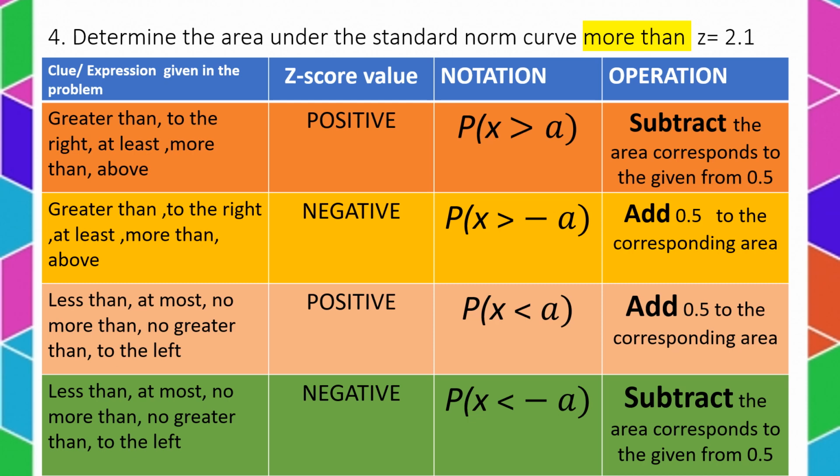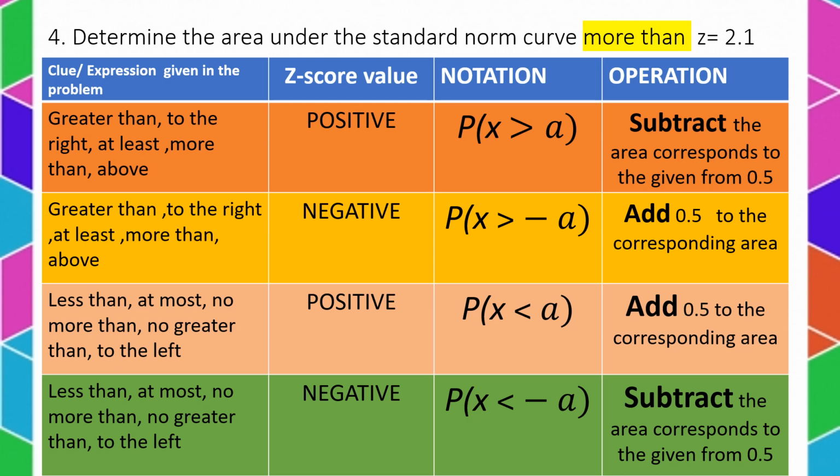So, kung ang ginamit naman is or the given z value is negative, and then we have the following expressions, greater than, to the right, or at least, or more than, or above. No? So, pag sinabi natin at least, yun yung pinakamababa. Pwedeng at least pinakamababa, pwede pang sumobra. Diba? So, we need to add to 0.5. And that is if your z-score value is negative. Okay? Tandaan yung mga clues or expressions na nandito.